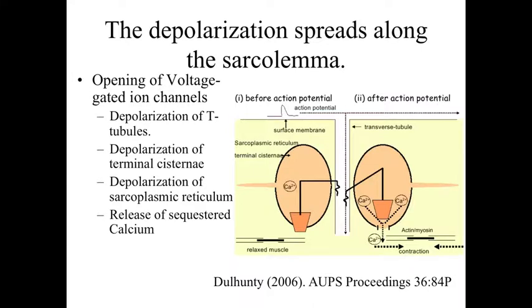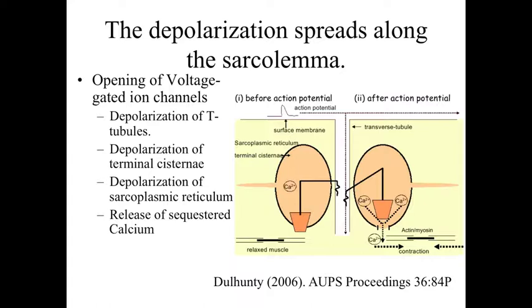So if we take a look at this, that depolarization on the sarcolemma, that depolarization on the muscle cell membrane, is essentially going to trigger voltage-gated ion channels. That voltage difference, that electrical difference, is going to trigger neighboring ion channels to open up. Okay, and what's going to happen then is that it is going to spread across the sarcolemma, across the plasma membrane of the muscle cell.